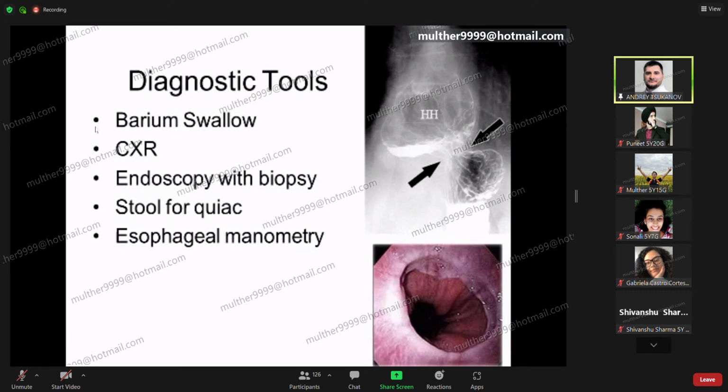Chest X-ray, endoscopy with biopsy, stool for quick and esophageal manometry.